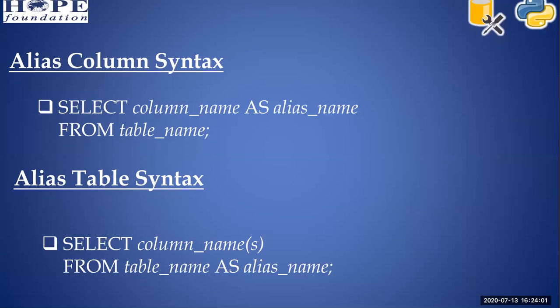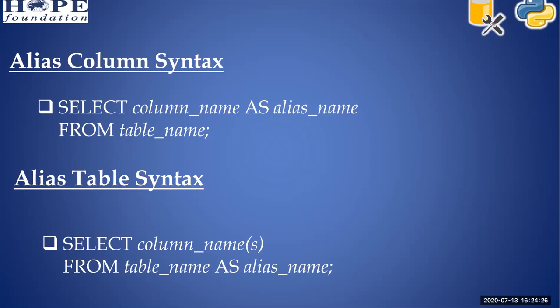And this is the syntax of alias name. First one is column syntax: select, then column name, and after that, AS is not mandatory, so you can use it or just give a space, then you have to pass your alias name. Then from table name, and after that, the alias name for the table name.